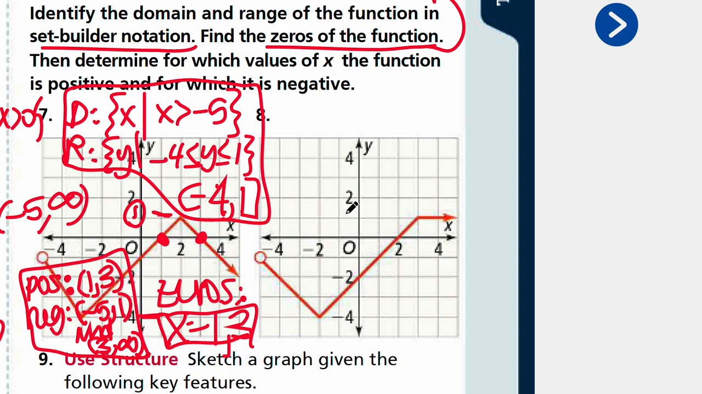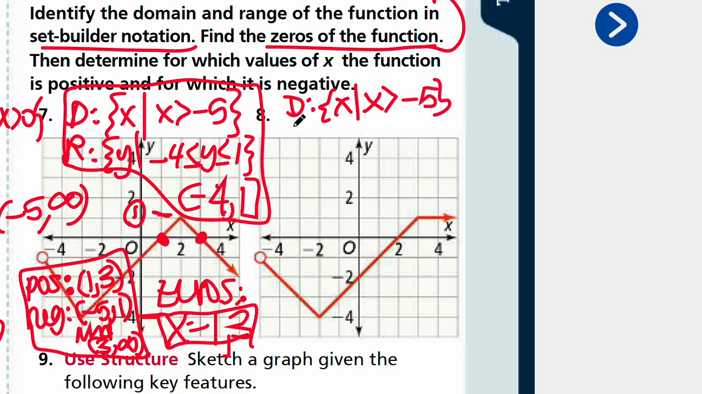We're doing the same thing. Let's identify the domain and range using the set builder notation. So your domain is all the possible x values, right? Your x stops here. It cannot go left from -5. So it's very similar. Our domain is the same. Using the set builder notation, your x is greater than -5. And this is also to positive infinity.